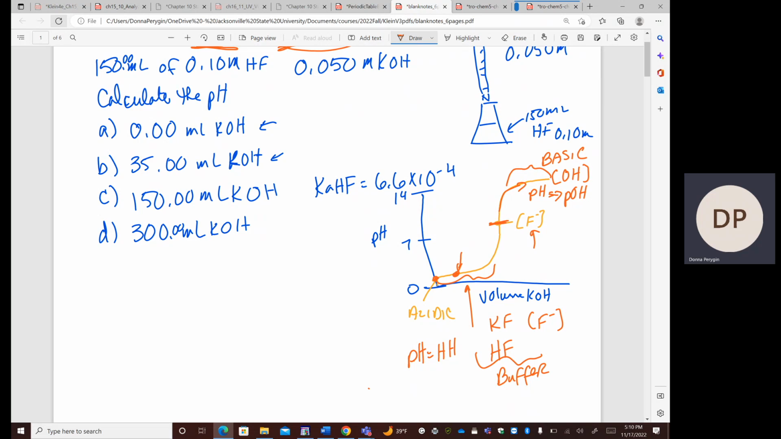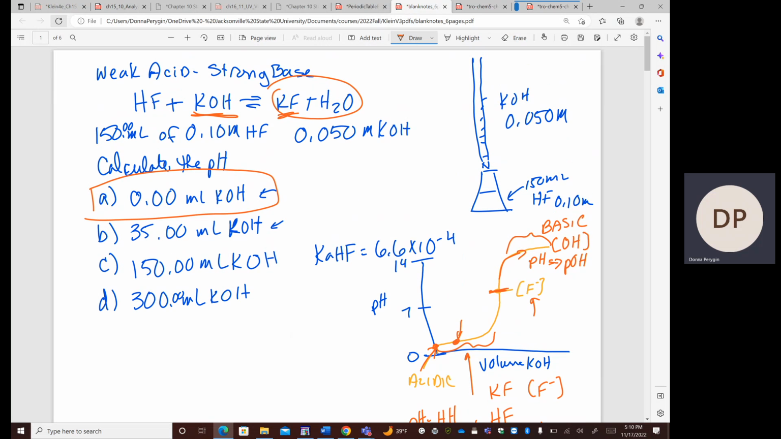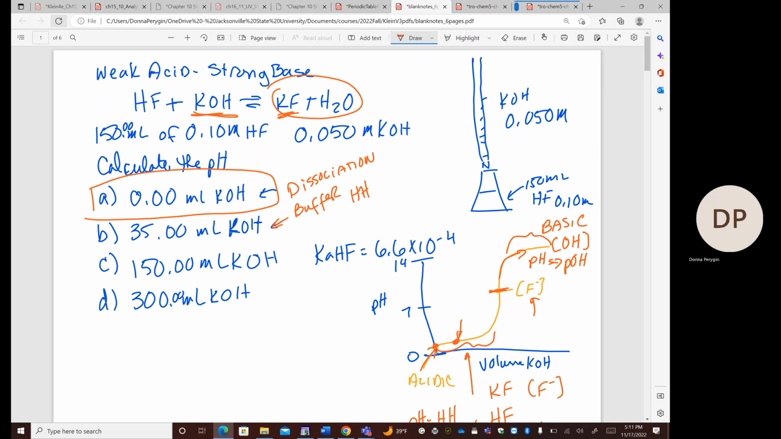So you have to keep in mind what region of the titration plot you're in when you calculate the pH. When we first begin, we haven't added any potassium hydroxide, and so we're going to have to calculate the pH from an equilibrium of the dissociation of the HF in water. So the pH is calculated by the dissociation of the HF. In this region, we're going to have a buffer, and the pH will be calculated by the concentration of the buffer, and we can use the Henderson-Hasselbalch equation.